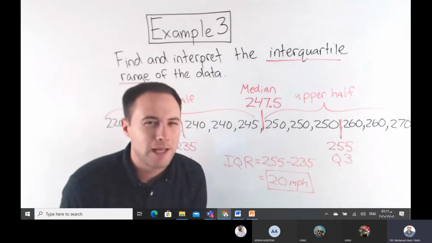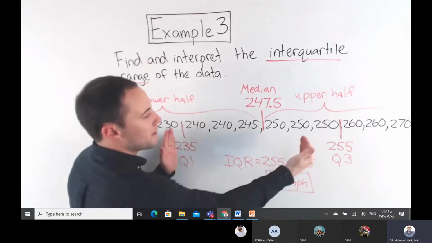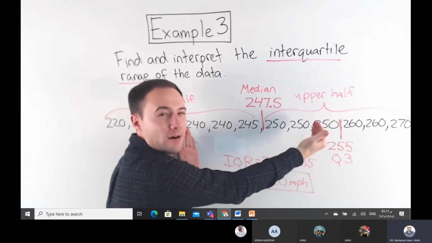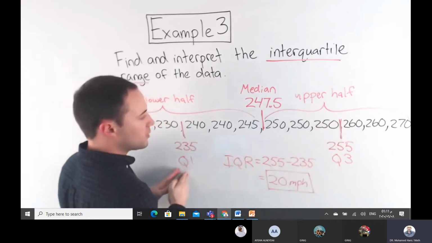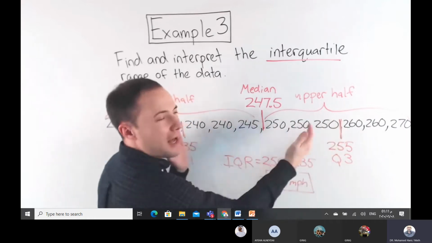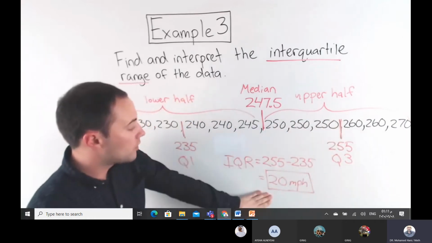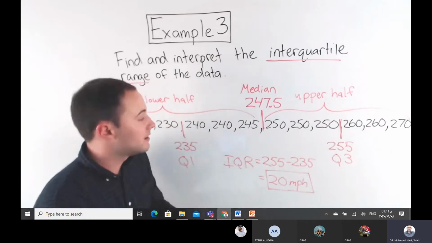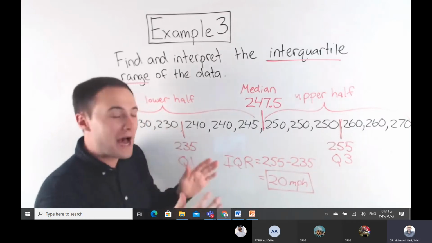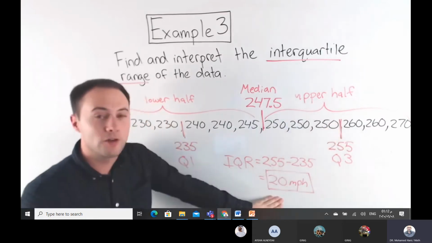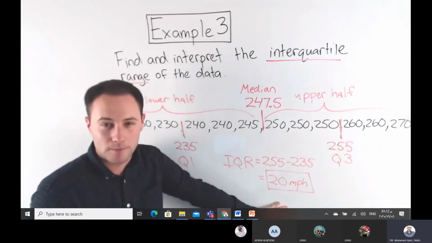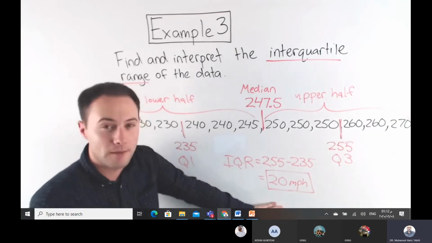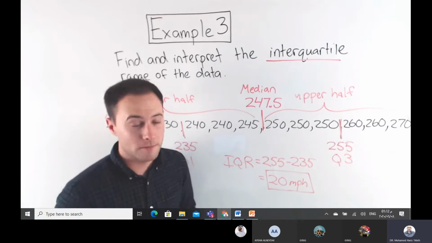Let's interpret what that means. Well, remember, this is the middle half of our data, from the first quartile to the third quartile. So that means that the range in top speeds of the middle half of these cars is no more than 20 miles per hour. Okay, that's how we can interpret that. Let's try one more example.